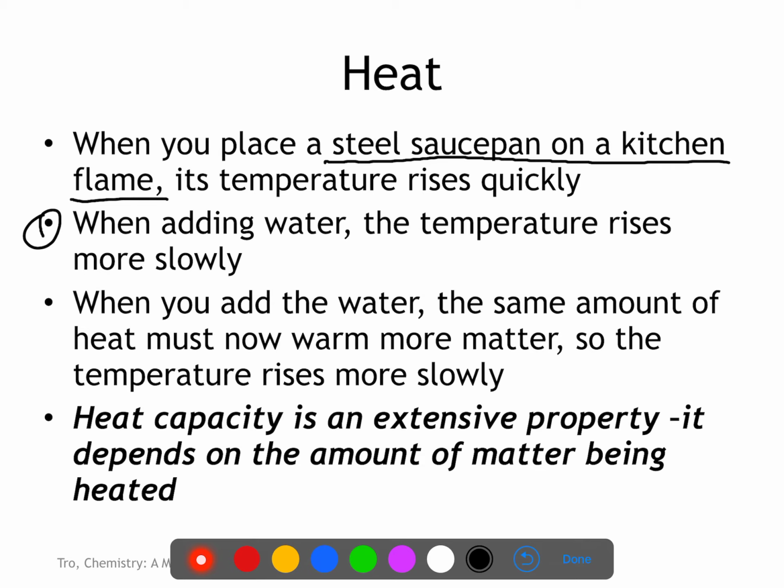Heat capacity is therefore an extensive property. If you have less matter, the temperature is going to rise a lot faster. If you're adding more, it's going to rise a lot slower. So the amount of heat needed to raise the temperature by 1 degree depends on how much you have. Heat capacity is an extensive property. It depends on the amount of matter being heated. That's one reason why, when you add more matter, the temperature rises more slowly.